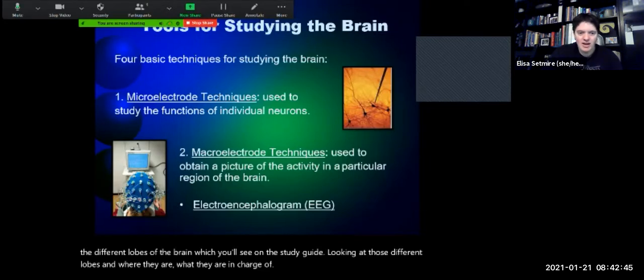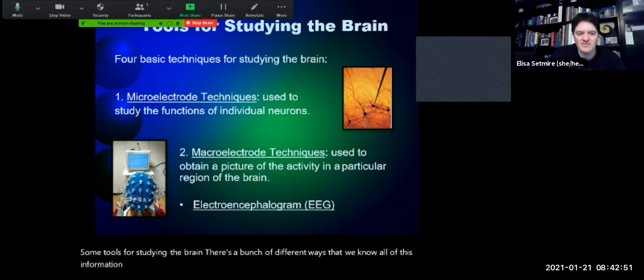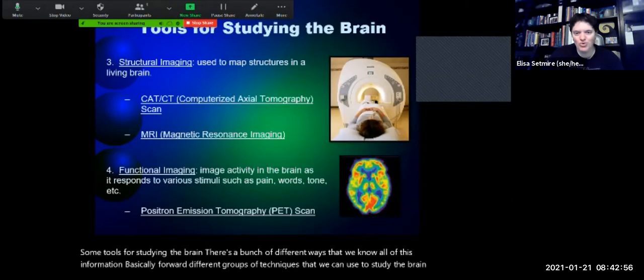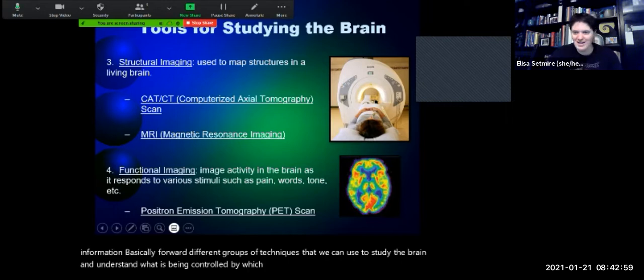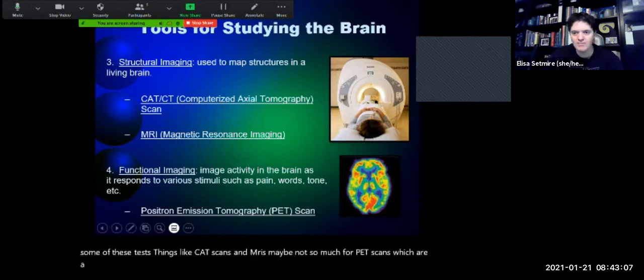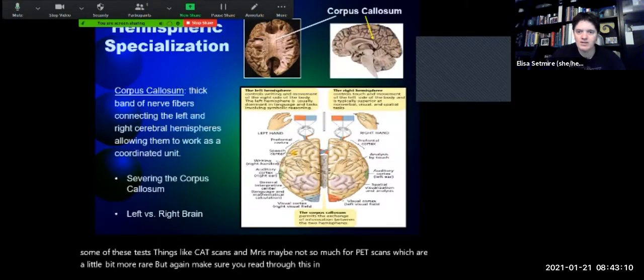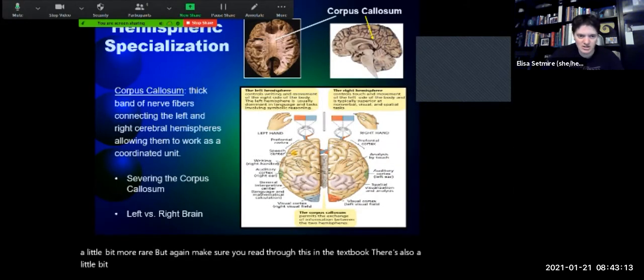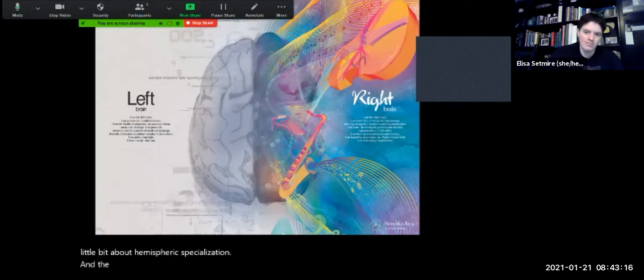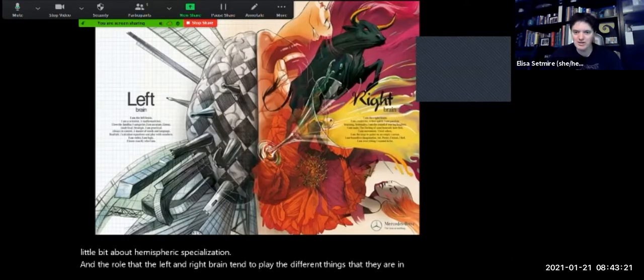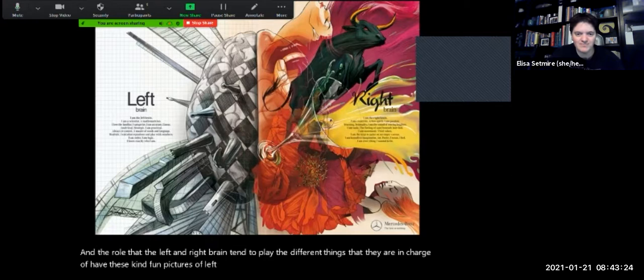Some tools for studying the brain. There are basically four different groups of techniques that we can use to study the brain and understand what is being controlled by which structures. I imagine some of you have had some of these tests, things like CAT scans and MRIs. Maybe not so much PET scans, which are a little bit more rare, but again, make sure you read through this in the textbook. There's also a little bit about hemispheric specialization and the role that the left and right brain tend to play, the different things that they are in charge of. I have some fun pictures of left versus right brain differences.